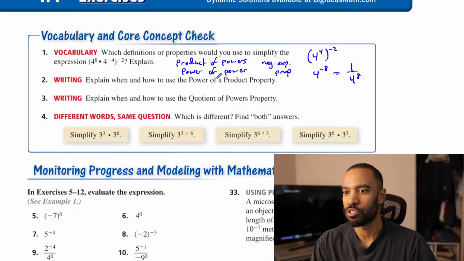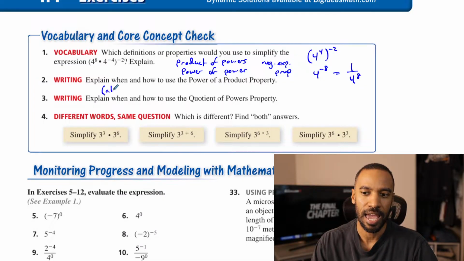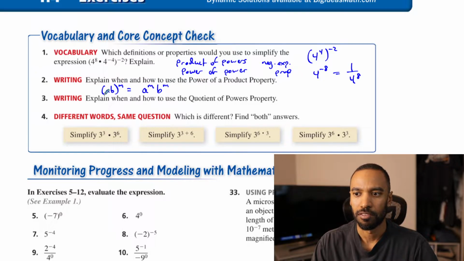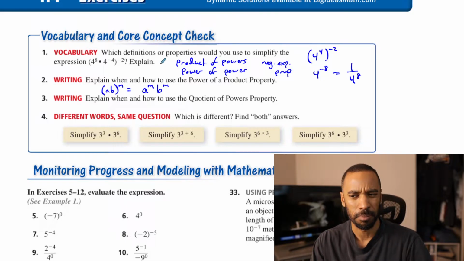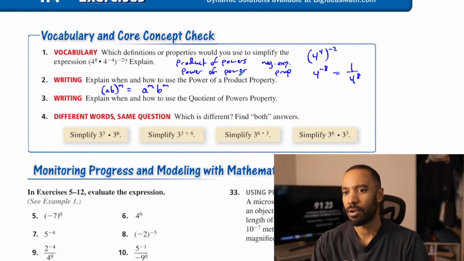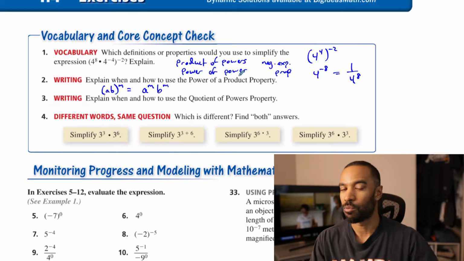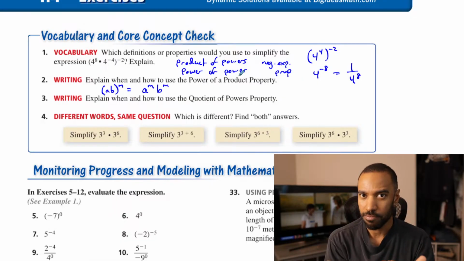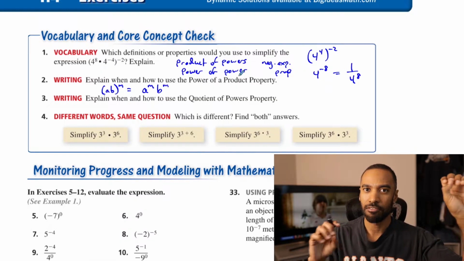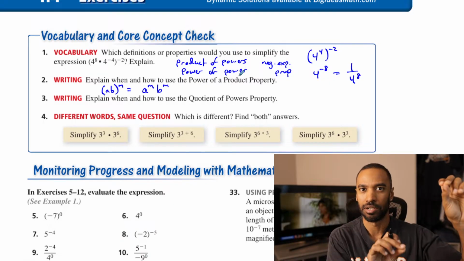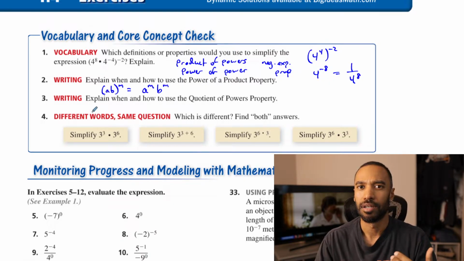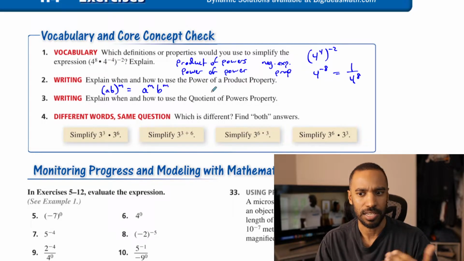Explain when and how to use power of a product property. So this is the one that we didn't use. So this is that A times B to the M power equals A to the M times B to the M. Power of a product, right? I believe I'm saying that one right. When and how to use it? Well, when you have a quantified product, meaning wrapped in parentheses, raised to a power, because every item of that product, every factor is all raised to that same power. So I guess that's the idea. When you have a quantity.